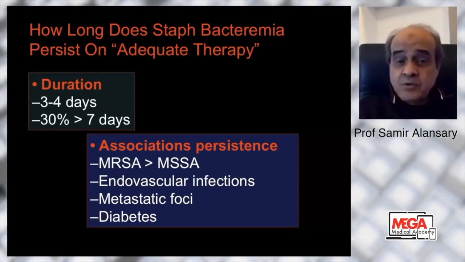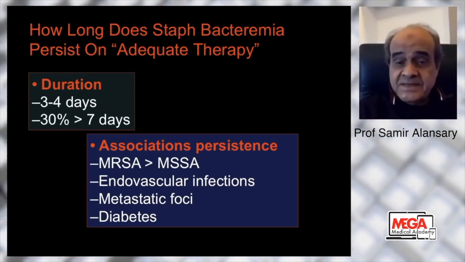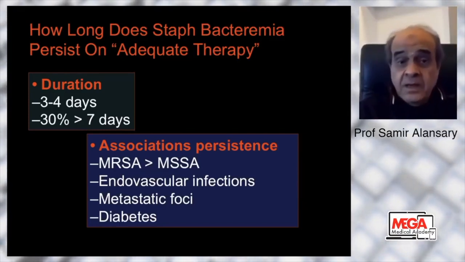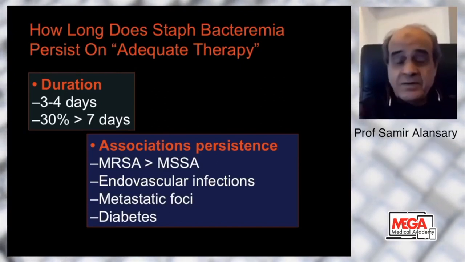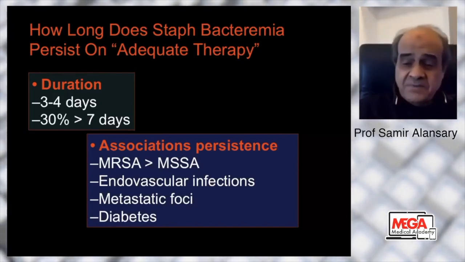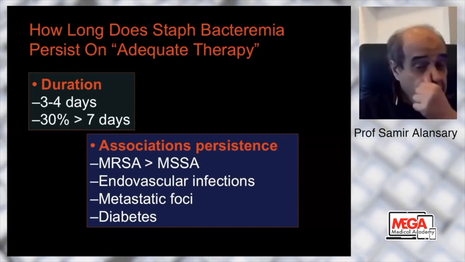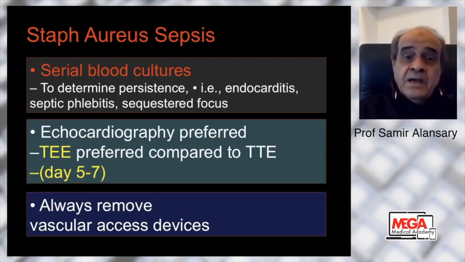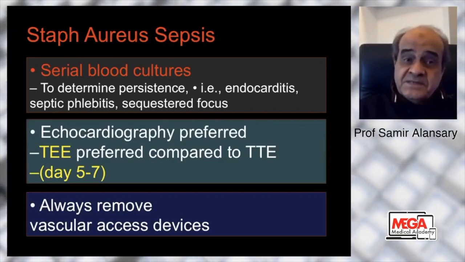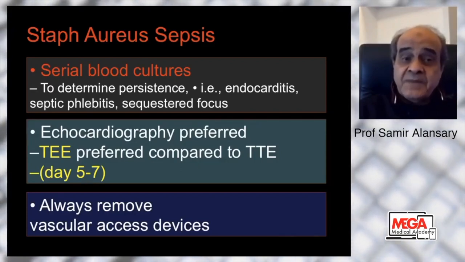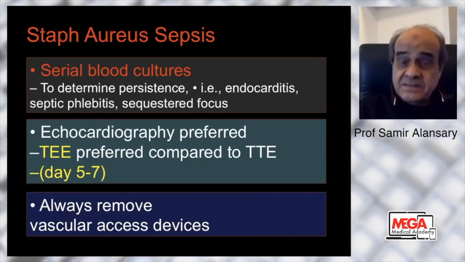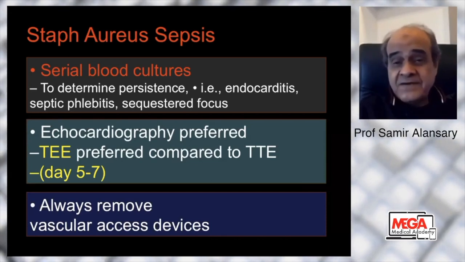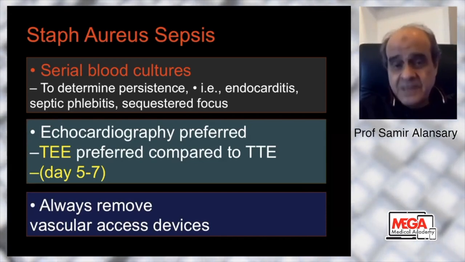Especially with MRSA more than methicillin sensitive, also in the presence of endovascular infections, in foci, and in diabetic or immune compromised patients. And so we have to prolong the treatment for staph sepsis. Staph aureus sepsis is very important. We have to take serial blood cultures to determine the persistence, especially in cases of endocarditis, which you can't discover except through TEE, transesophageal echo.